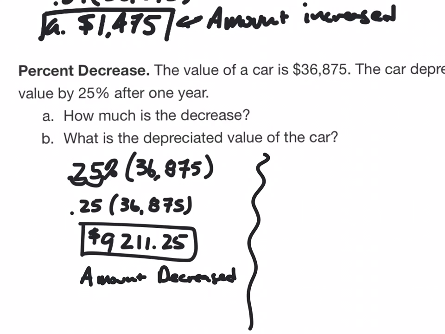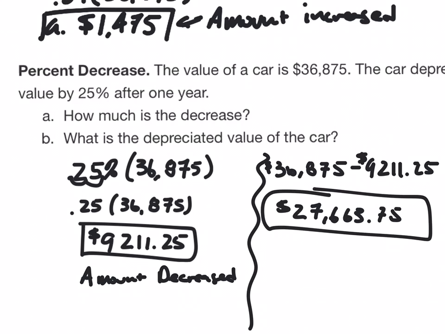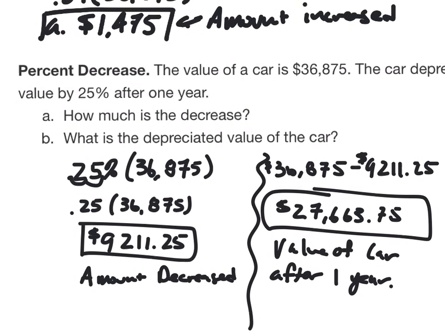So I want to take the original price, which is $36,875, and then subtract off $9,211.25. This will tell us how much the car is worth. So I'm going to do 36,875 minus 9,211.25, and that's going to give us a value of $27,663.75. And this is the value of the car after 1 year.